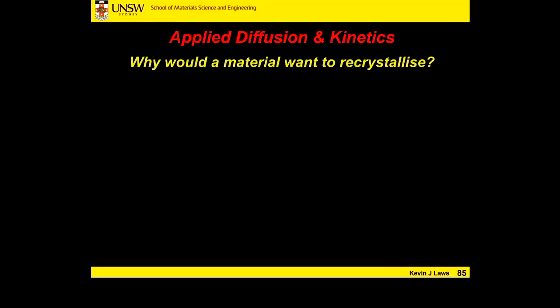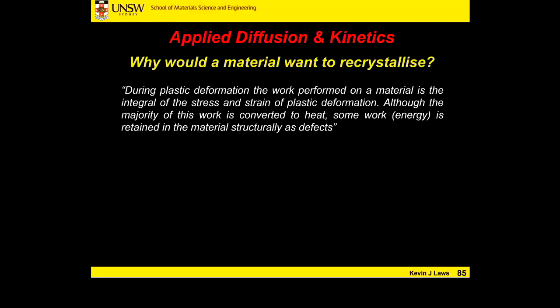Right? If we take a metal, we go out the backyard and beat it with a hammer, yes, we generate a lot of heat, and that heat's dissipated, but we're also storing energy in that material through deformation. That stored energy is in the form of vacancies, dislocations, or extra grain boundaries that we're creating by breaking up the grain structure through that deformation process. During plastic deformation, the work that we perform on a material is an integral of the stress and strain of plastic deformation, so permanent deformation. Elastic deformation, we're not going to get any recrystallization.